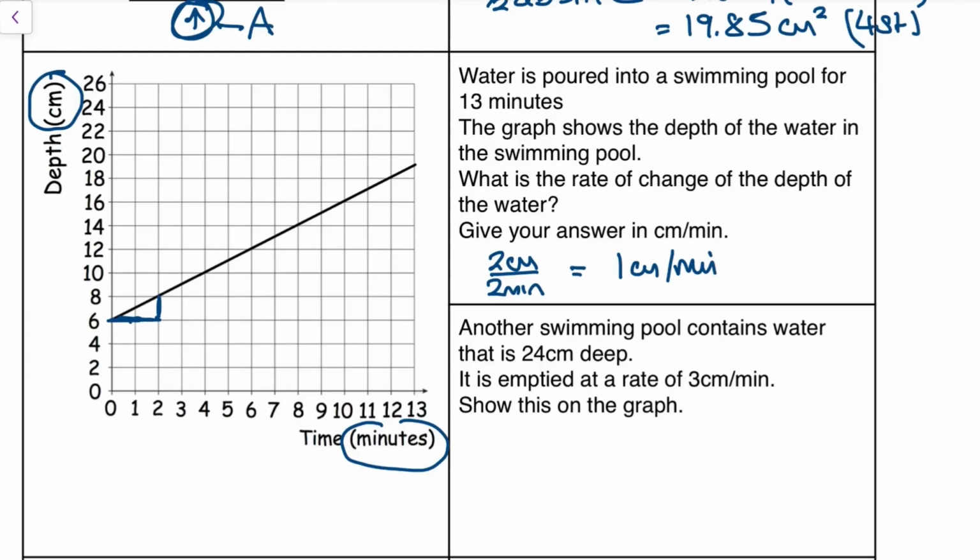Done that, question done. Another swimming pool contains water that is 24 centimeters deep. I think I know where this is going. So I'm going to start here at 24. It is emptied at a rate of 3 centimeters per minute. Show this on the graph. So again, it's saying, can you plot using this gradient? So in 1 minute, I've gone down by 3 centimeters. So I've gone down to 21. Then the next minute, I've gone from 21 to 18. You can probably see where this is going. Down by 6, across by 2, which means I'm going to empty the graph. Let me draw this in first. Obviously in your exam, get a ruler out, do it better than I've done it, which means I'm going to get a graph something like that that crosses at 8. Show this on a graph, question done.